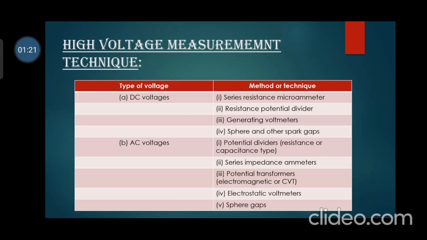So in this chart, according to the types of voltages, there are methods of measurements. Under DC voltages, the methods are series resistance microammeter, resistance potential divider, generating voltmeters, sphere and other spark gaps. And under AC voltages, methods are potential dividers, series impedance ammeters, potential transformers, electrostatic voltmeters and sphere gaps.